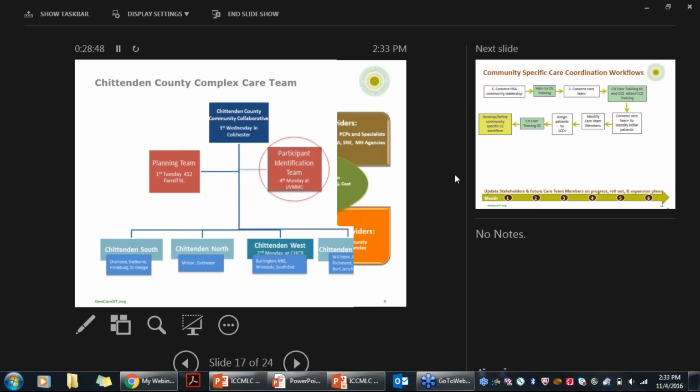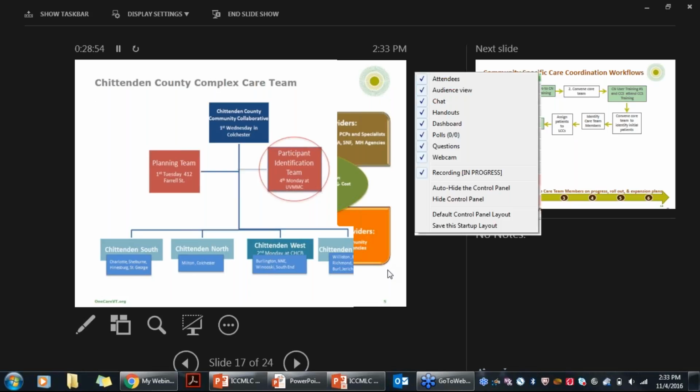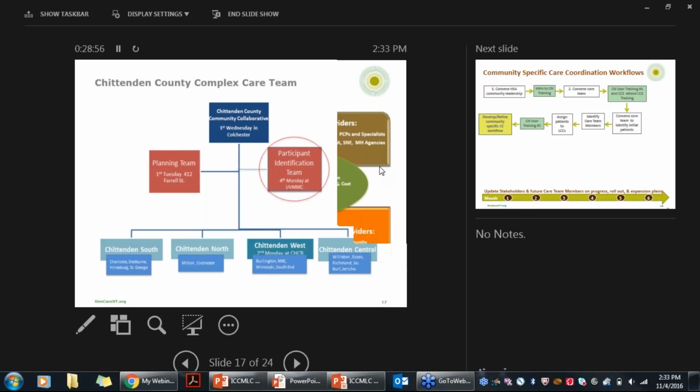So the red circle around our participant identification team, that's where we have been talking about and identifying patients for our collaborative shared care process. And we have integrated identifying patients for the Care Navigator pilot into that. Because we're a large health service area, we have also identified these 4 teams that you see below by region in our health service area.